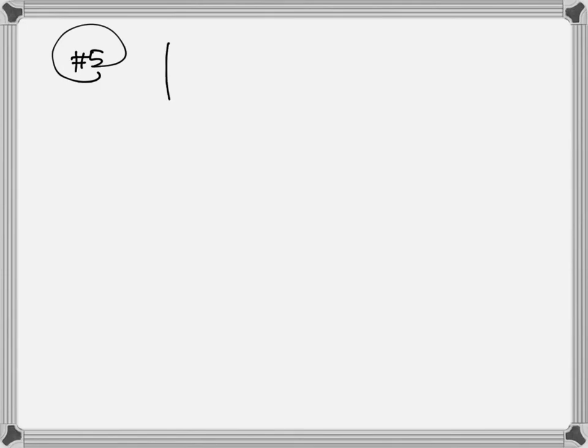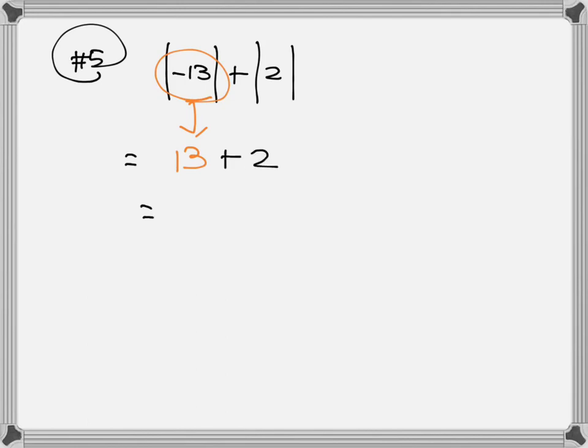Here we have absolute value of negative 13 plus absolute value of 2. Okay, for absolute value, it doesn't matter what kind of number is inside. It doesn't matter if it's a plus or minus number inside. Your answer is always a positive number. So you have positive 13. Then bring down the plus 2. So my answer is equal to 15. Okay, let's look at the next question, number 6.